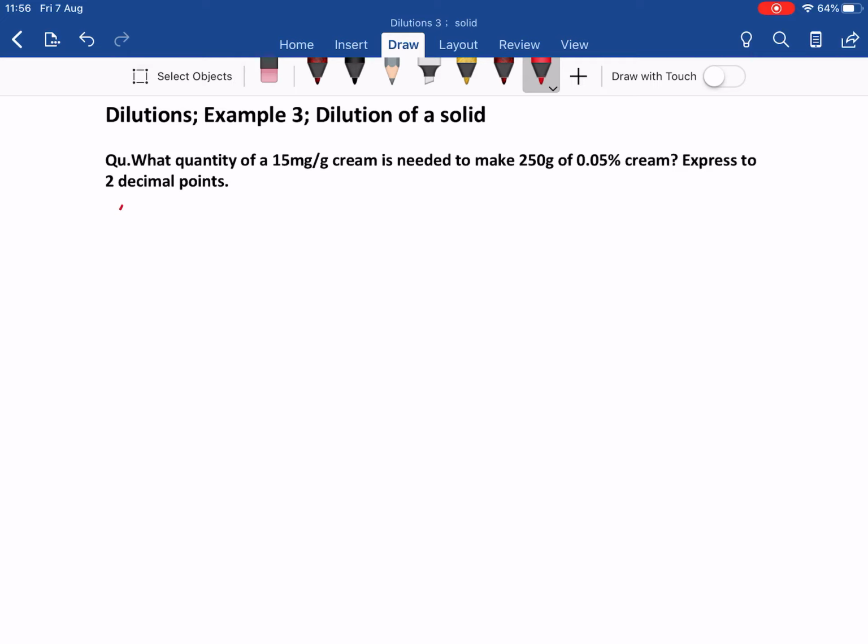So the first one is using the equation C1 times M1 is equal to C2 times M2. So this is the same equation that we're used to seeing for volumes, but with a solid product we use mass instead of volume. So once again, the trick is to look at the question and identify which one of these figures we need to calculate. So we're looking for the quantity of the starting product that we need, so that is M1. So let's rearrange our equation.